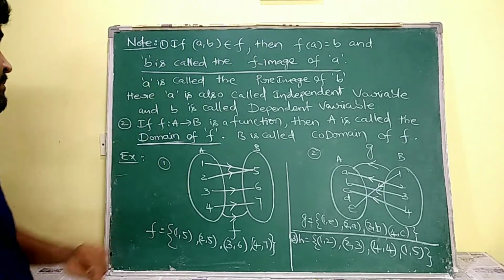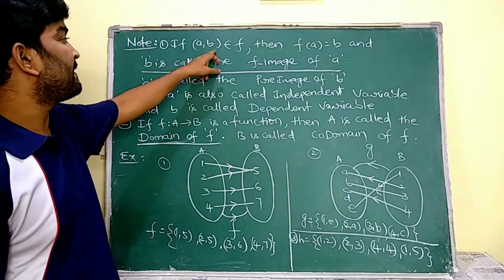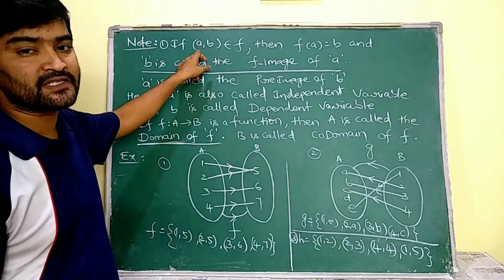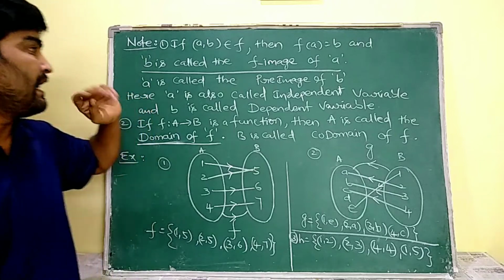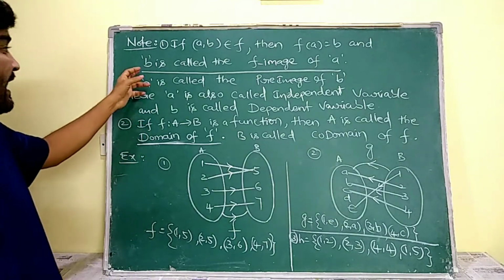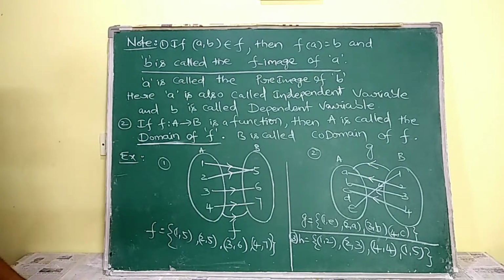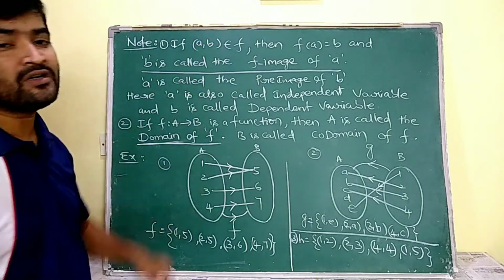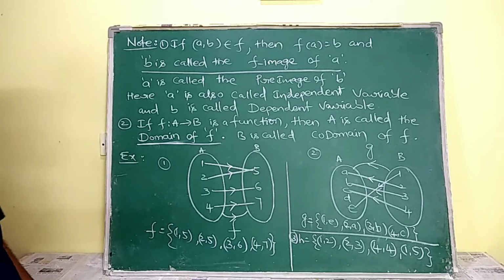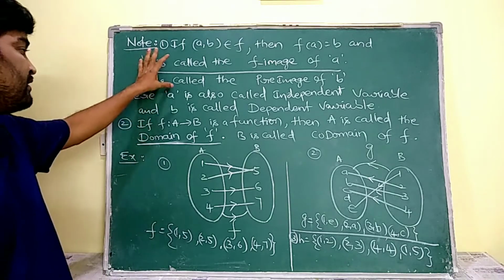Remember them. That means this mapping, this ordered pair, is expressed as F of A is equal to B. Now, we are going to call this A the independent variable, and this B the dependent variable. That is note point 1.